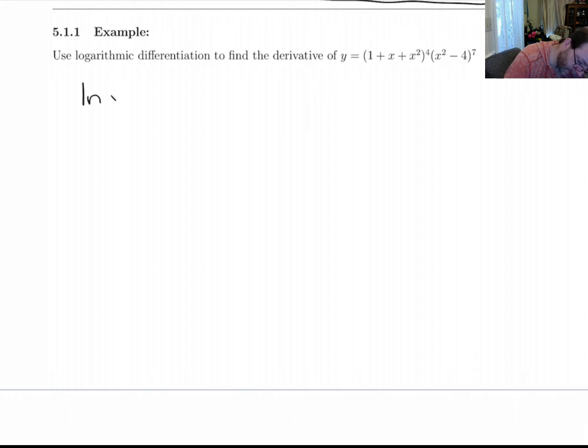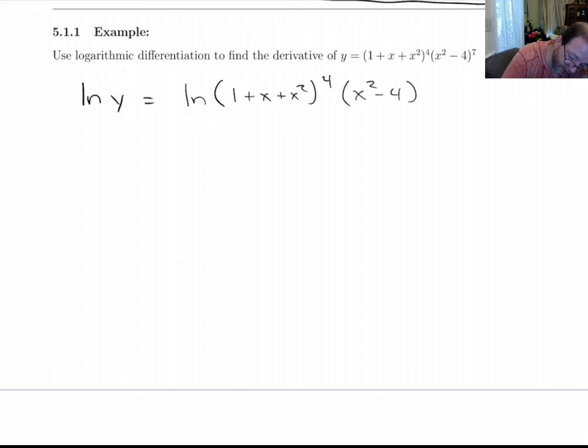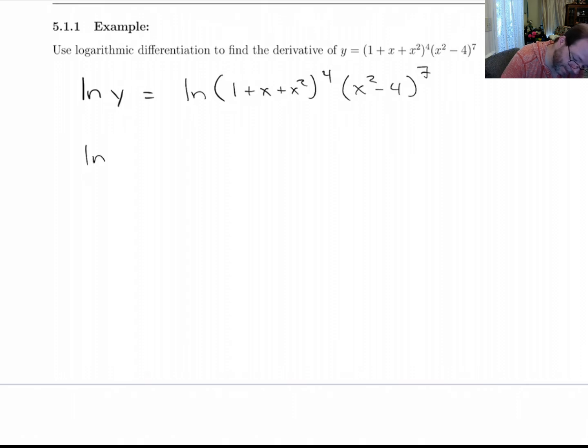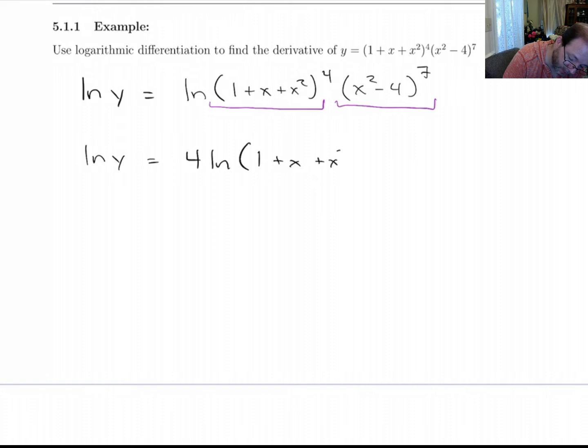So let's see, we get ln y equals ln of (1 plus x squared) to the 4th times (x squared minus 4) to the 7th. So let's break this into two logs. We'll get one log for this, one log for that. So this is 4 natural log (1 plus x squared), then plus 7 natural log (x squared minus 4).